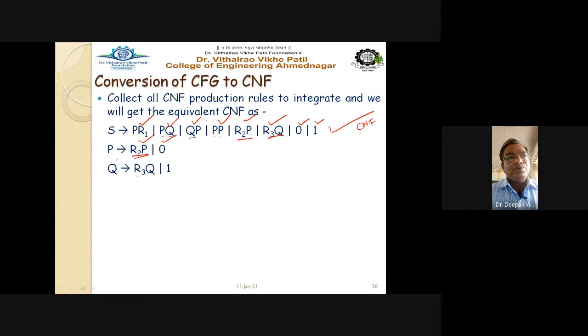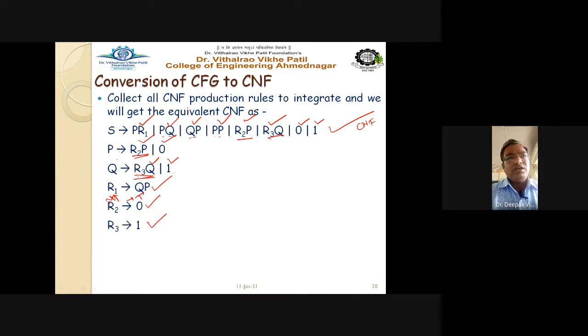Whereas capital Q produces R3Q, it is in normal form, and capital Q produces 1, it is also in normal form. And also don't forget to write down the newly introduced non-terminals and their rules. R1 is nothing but your QP, it is in normal form. R2 is a 0, okay, no problem, it is in normal form, that is nothing but NT produces T, and R3 also is a 1.